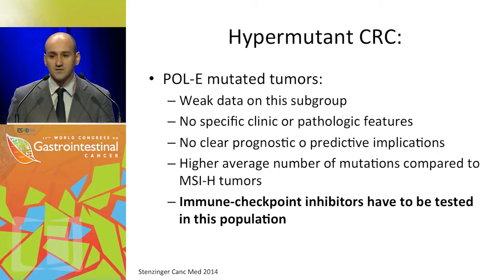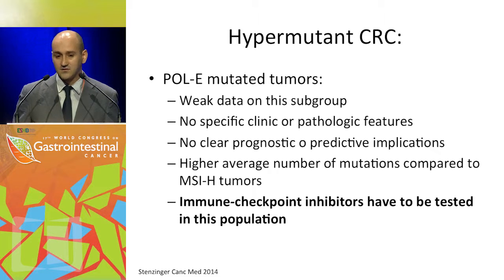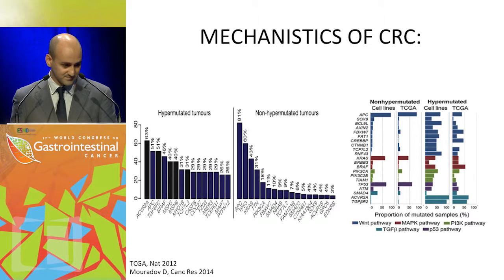So it would be very interesting to explore the action of anti-immune agents also in this population, and this has not yet been done. So it would be very interesting to identify these patients and to offer them anti-PD-1 and PD-L1 agents.